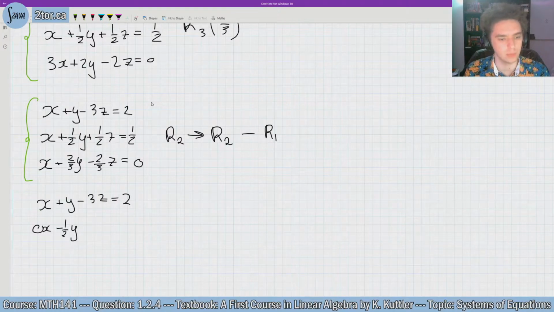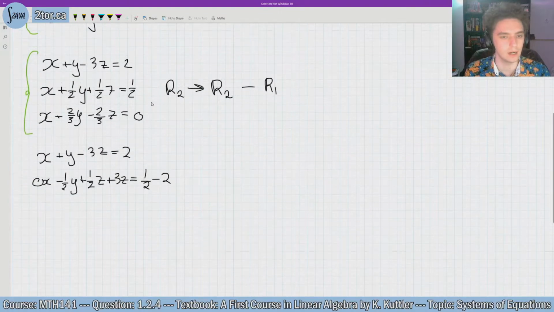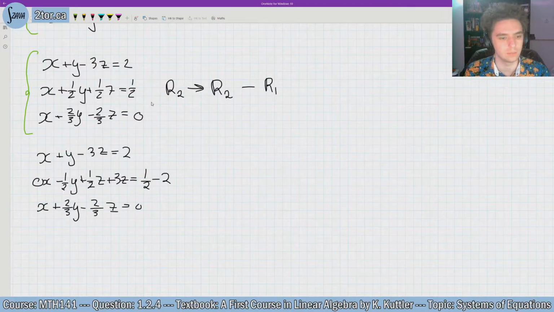So a half plus 3, well, I'm just going to write that here. I'm going to say plus 1/2 z plus 3z equals, and I'll deal with what that is in just one second. And then row 2 minus row 1 is still 1/2 minus 2. So 1/2 minus 2. And then finally our third equation, row 3, isn't changing. It's just x plus 2/3 y minus 2/3 z equals 0.